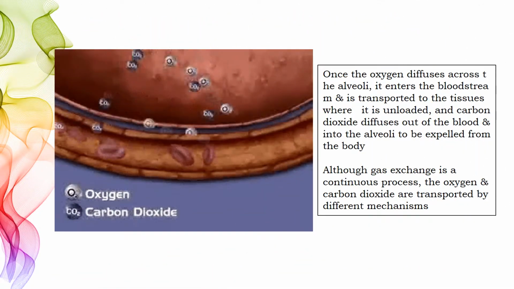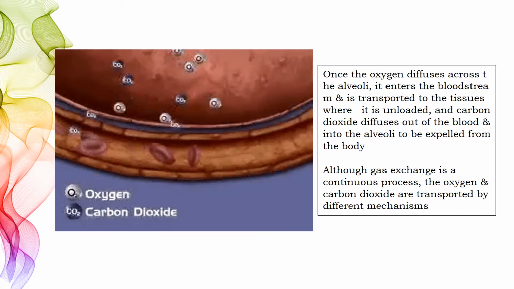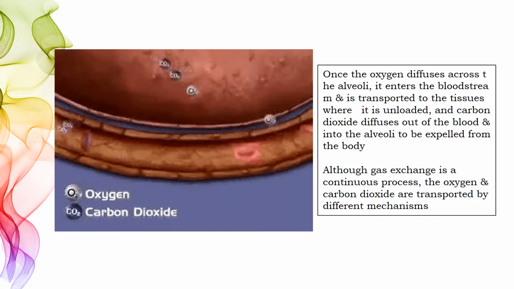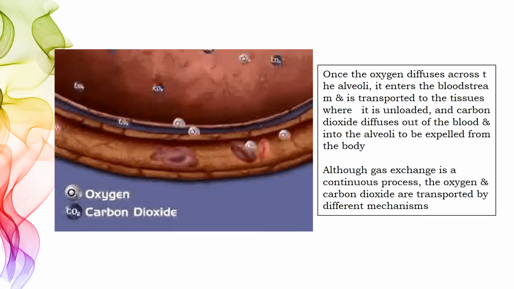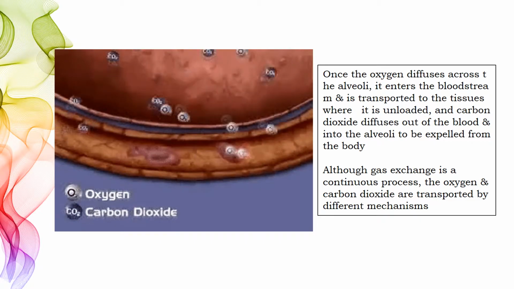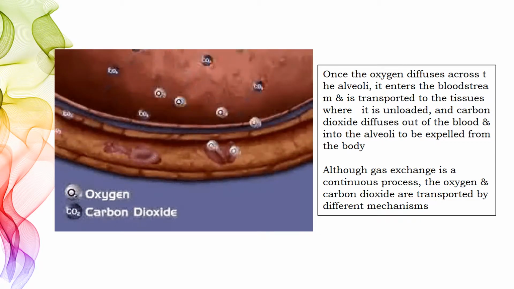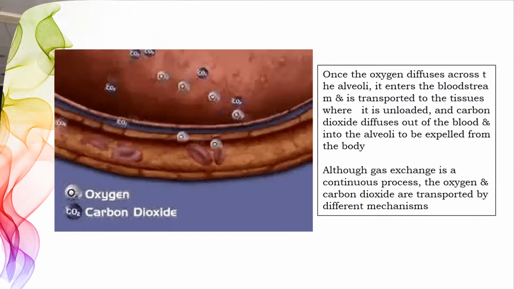Once the oxygen diffuses across the alveoli, it enters the bloodstream and is transported to the tissues where it is unloaded, and carbon dioxide diffuses out of the blood and into the alveoli to be expelled from the body. Although gas exchange is a continuous process, the oxygen and carbon dioxide are transported by different mechanisms.